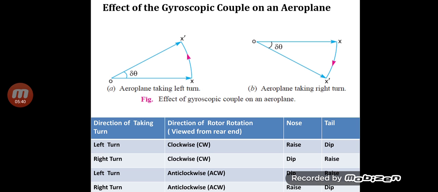Now these are the four conditions as far as the aeroplane is considered, and there are these four possibilities only. That is, the rotor will rotate either in clockwise direction or in anti-clockwise direction when you see it from the rear side, and the aeroplane will take either a right turn or a left turn. So depending upon that, the effect of that gyroscopic couple will be there on the aeroplane.